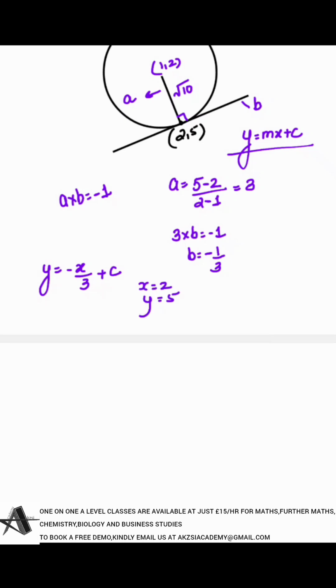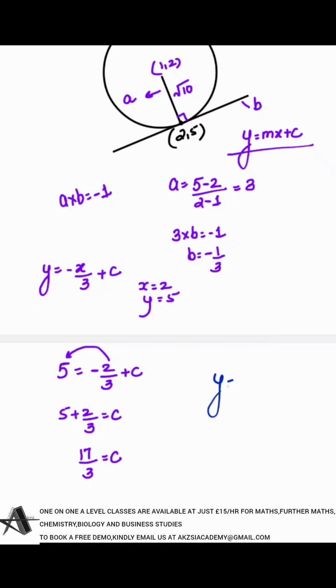So in place of y, I'll write 5. In place of x, I'll write negative 2 over 3 plus c. Transposing, I'll get 5 plus 2 over 3 equals c. And this will give me 17 over 3 equals c. And my final equation is y equals, in place of m, I'll write negative 1 over 3, so negative x over 3 plus c, which is 17 over 3.